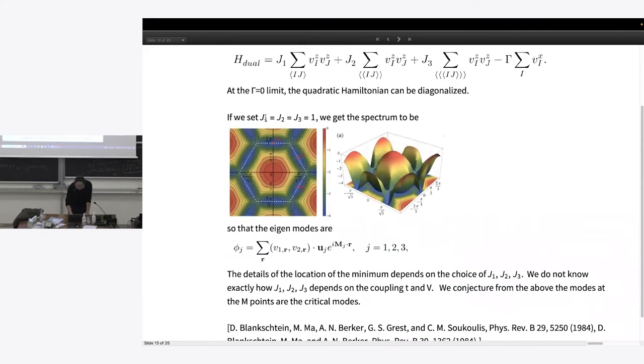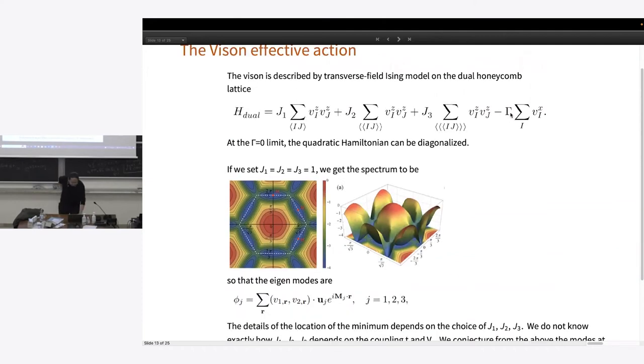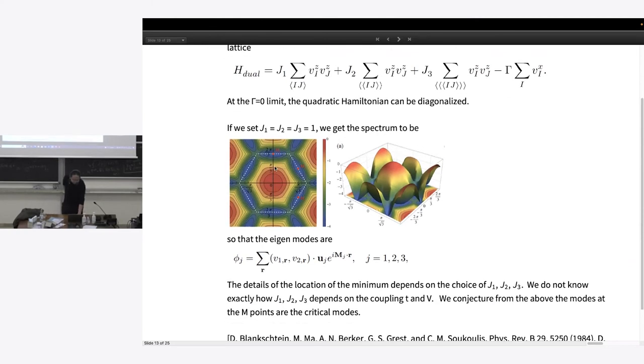So you just pick G1, G2, G3 to be one, some random number for some large regions. In fact, your band structure looks like this. When you turn gamma equal to zero, at that limit, this is a quadratic Hamiltonian. You can diagonalize it and look at what are the modes, the gap modes. It turns out the minimum modes are located in some corners of the Brillouin zone, as we encountered in the structure transition.